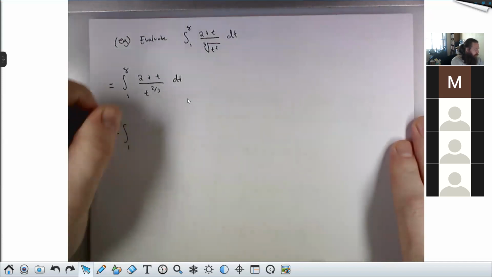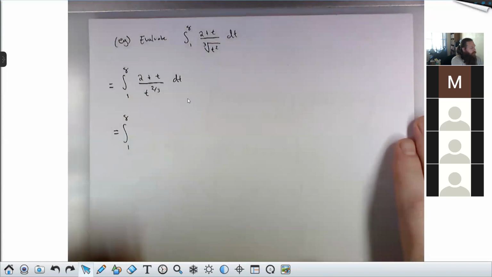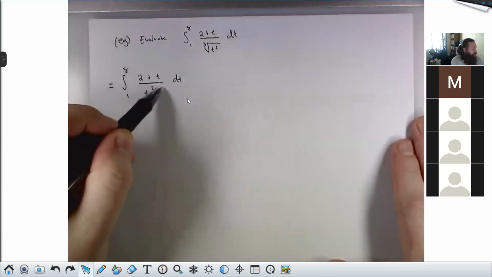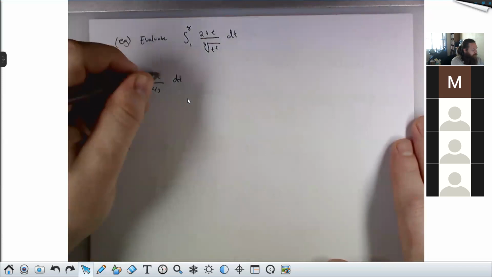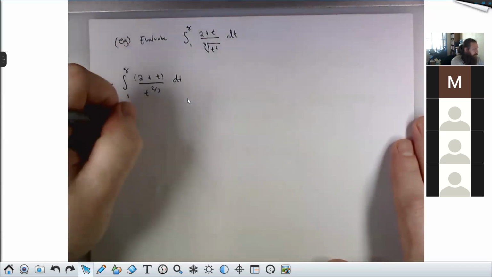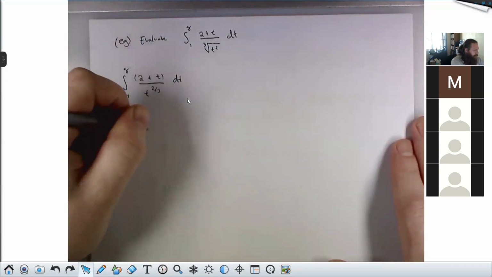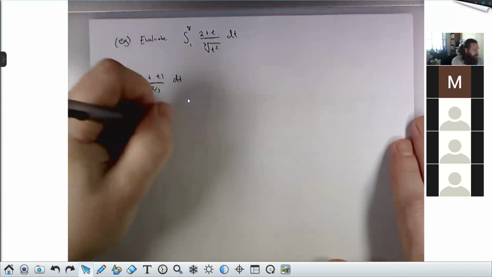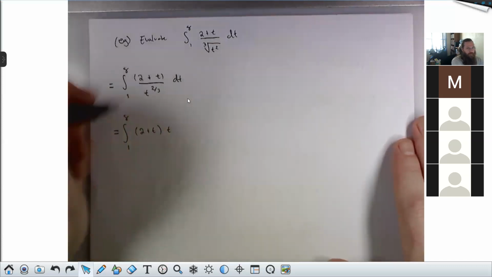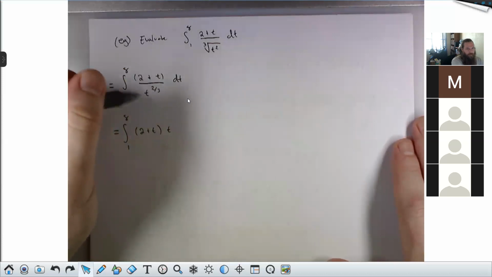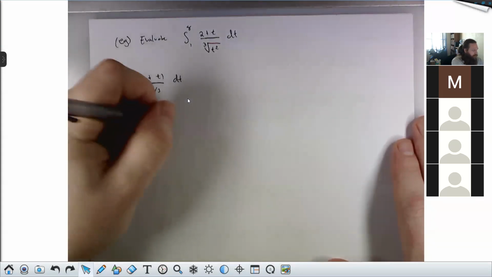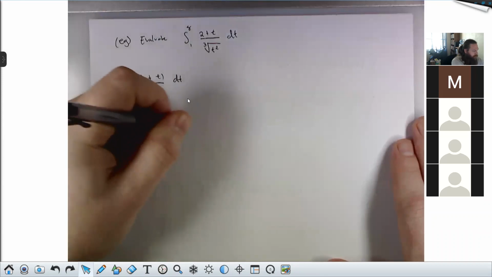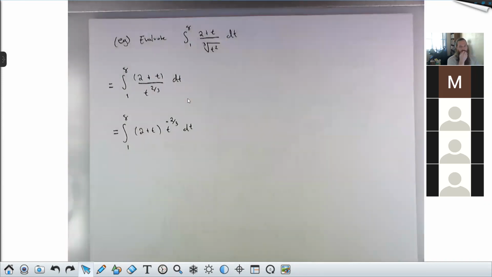Since both Mackenzie and Trevor are leaning in that direction, we can do it. Remember that these fraction bars imply parentheses. So if you're going to bring that t to the 2/3 up, we can do it that way. Just make sure you put the 2 plus t in parentheses, and then this would become what? T to the, what will this piece be as I move it up? Negative 2/3. Yeah, t to the negative 2/3, and then my dt is chilling.